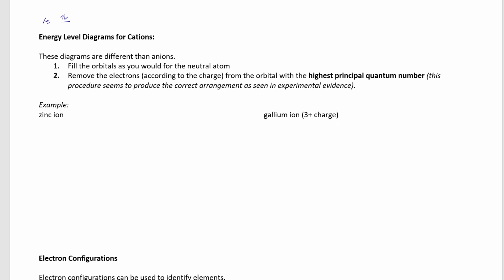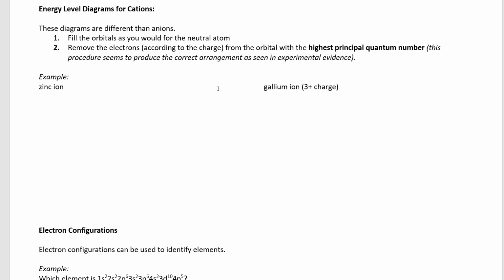Taking a look at the energy level diagram for cations, remember that cations are positively charged ions, and they're different than anions. So you would basically fill the orbitals as you would for the neutral atom, but then you subtract the electrons, because if it's positively charged, it has lost electrons. You subtract the electrons from the orbital with the highest principal quantum number.